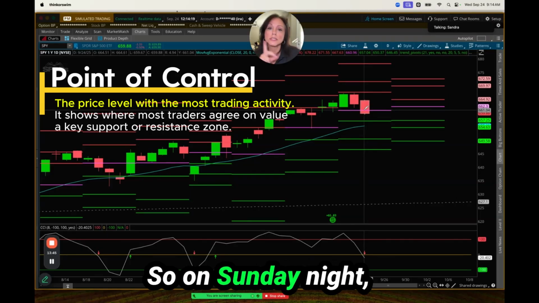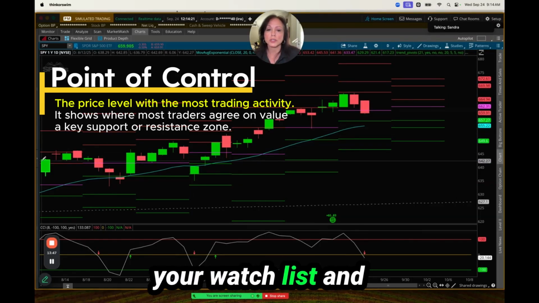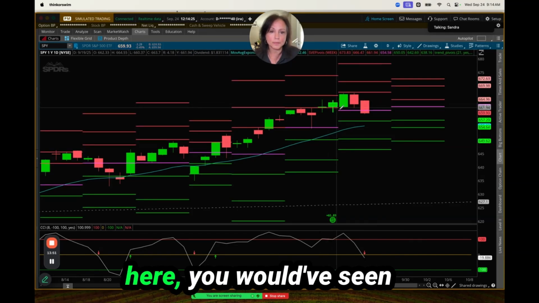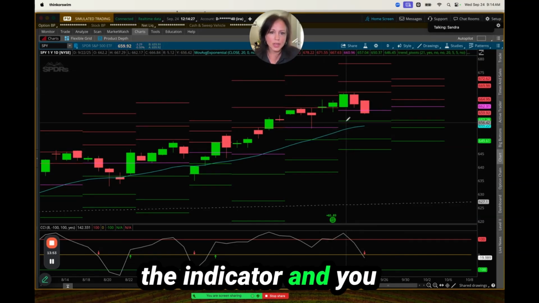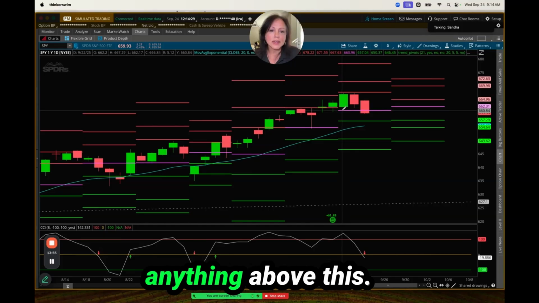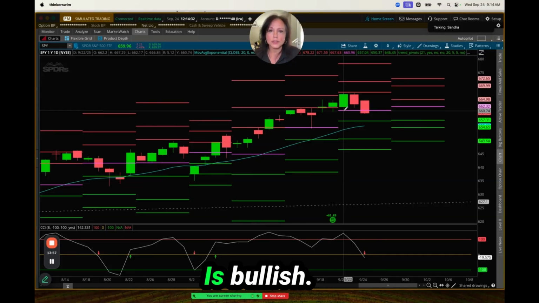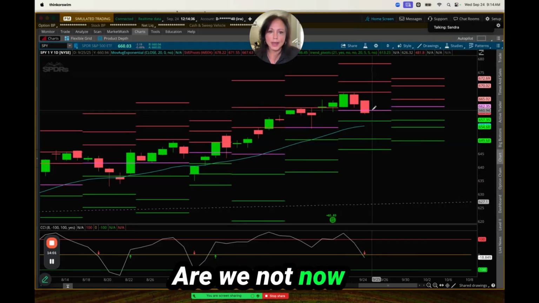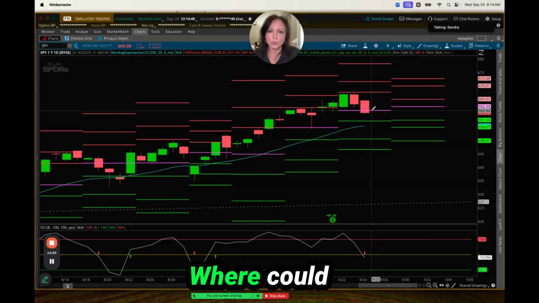Did we break below point of control? Yes. So on Sunday night, if you would have taken your watch list and you would have used this week, because on Sunday night you would have been here, you would have seen the indicator, and you would have said, okay, anything above this is bullish, anything below this is bearish. Are we not now breaking below point of control today? We are.